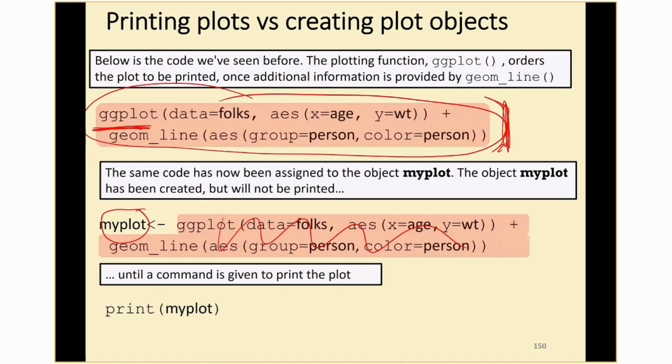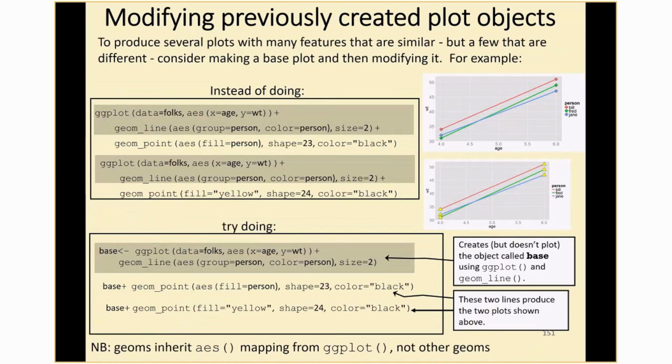However, no plot will be rendered in the lower right-hand corner of your monitor. This object is created, but there's nothing here that's going to tell R to print the darn thing. If you want to actually see it, you have to use print and then specify the name of the object that's been created. So why is all this object stuff important? It's important because we can save ourselves some typing.